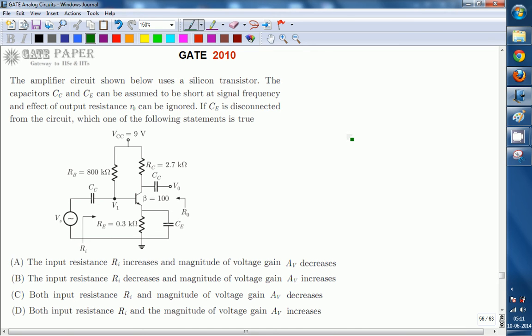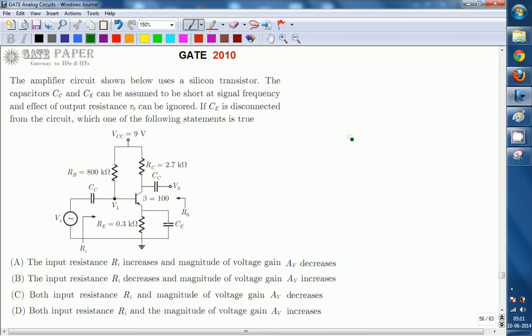Hello, we are discussing the GATE 2010 ECE paper, and the topic we are discussing is analog circuits. The amplifier circuit shown below uses a silicon transistor. The capacitors CC and CE can be assumed to be short at signal frequency, and the effect of output resistance R0 can be neglected. If CE is disconnected from the circuit, which one of the following statements is true?